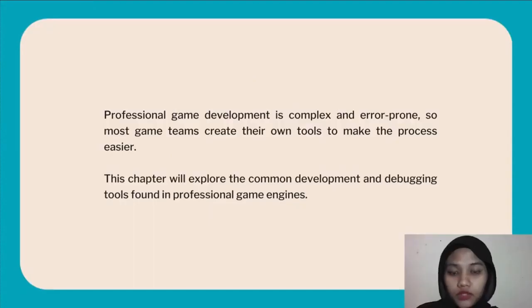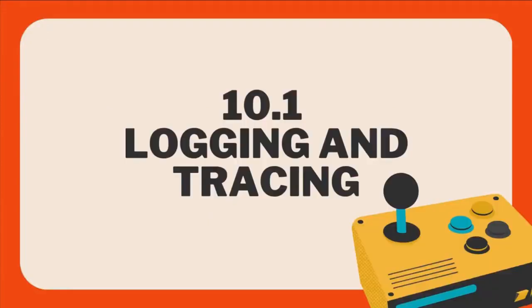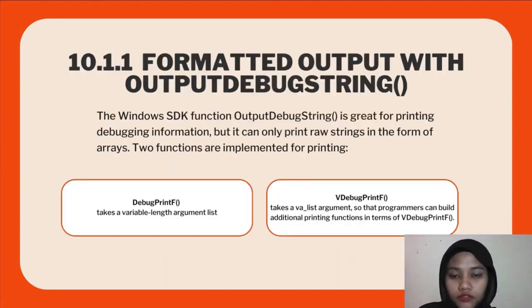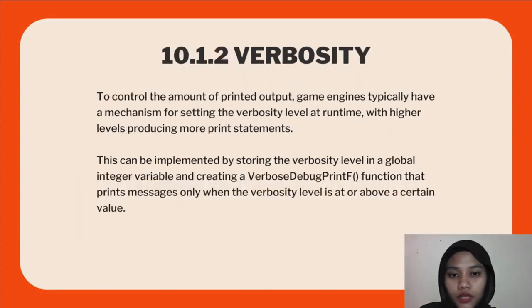In Chapter 10, we will explore the common development and debugging tools found in professional game engines. Debugging tools such as breakpoints and watch windows may not always be effective, so many game engines use print statements for debugging purposes. So on logging and tracing, we have the printf function. Here are the two functions for outputting a debug string. The first one is DebugPrintf, which takes a variable argument list, and the next one is VDebugPrintf, which takes a va_list argument so that programmers can build additional printing functions in terms of VDebugPrintf. Next, we have verbosity. Verbosity is needed to control the amount of printed output.